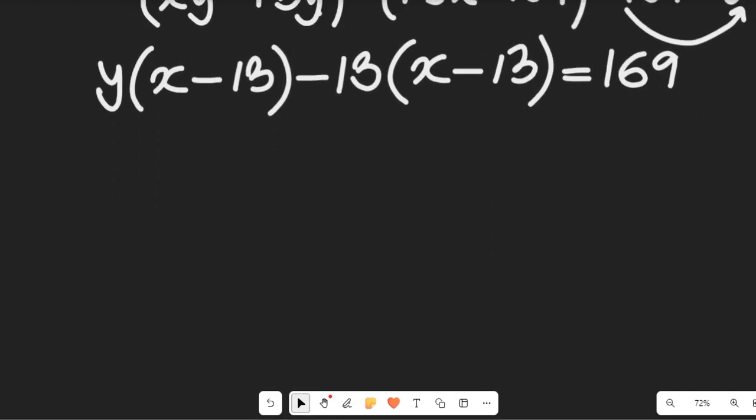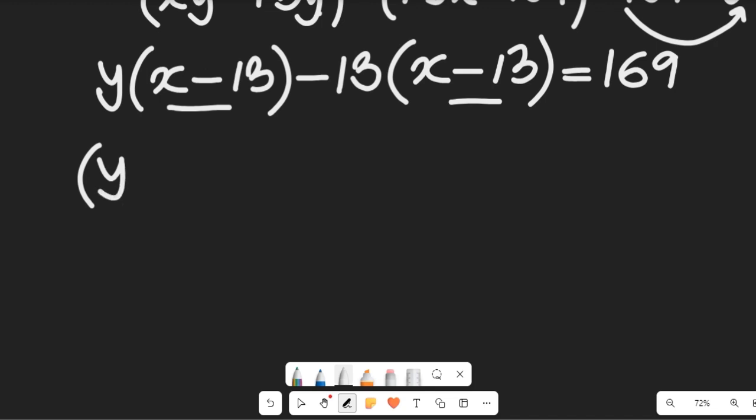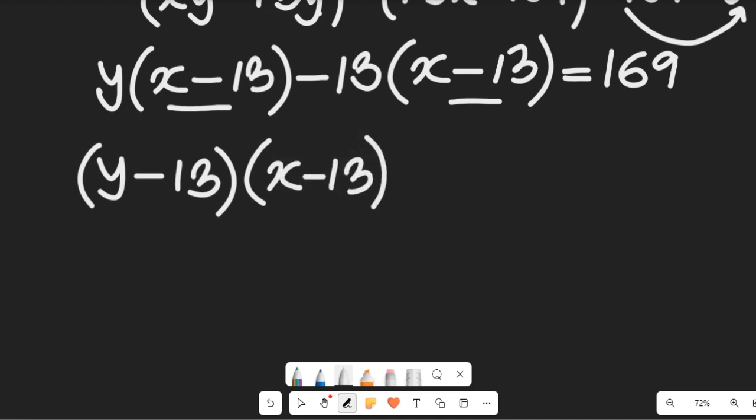And from this expression, you can see now I have x minus 13 and x minus 13. So I'm going to group them out. y minus 13, which is my first expression, and then this common term x minus 13, right, which is common. This will be equal to 169.